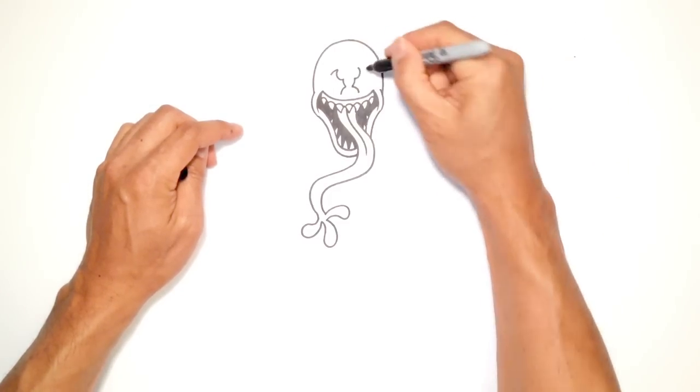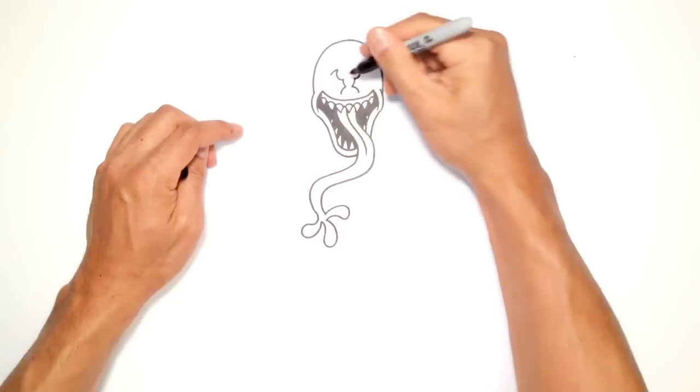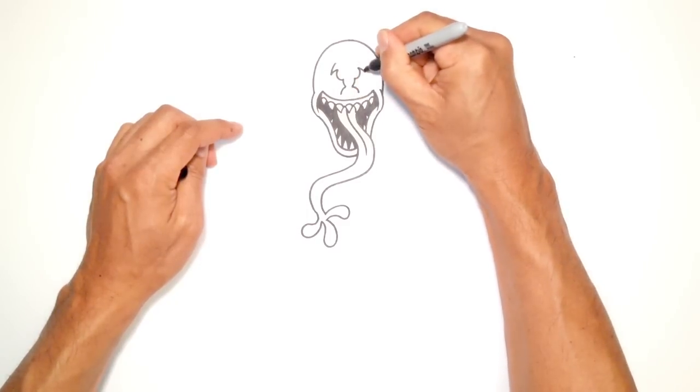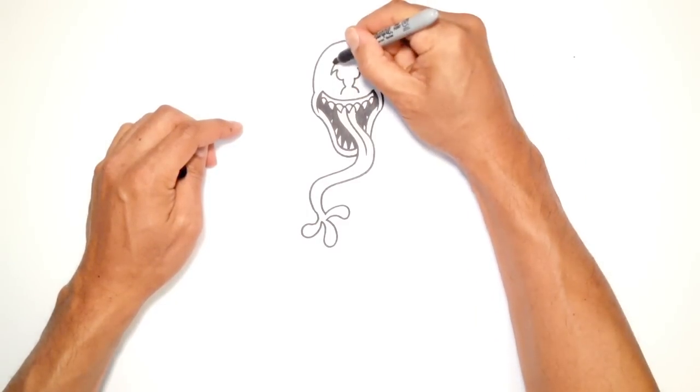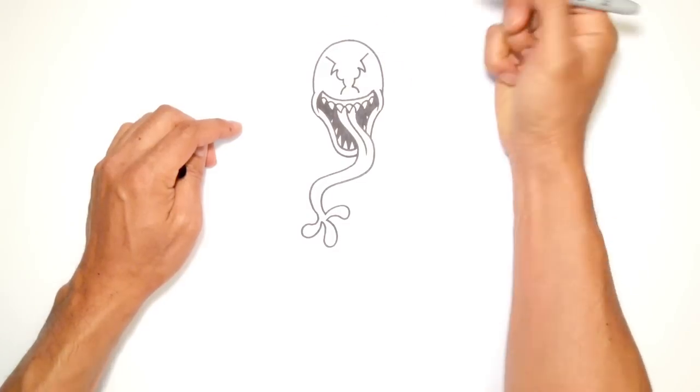I'm going to do a sharp turn in, and I'm going to go back up to the top, and then I'm going to do a straight line going outwards at an angle.